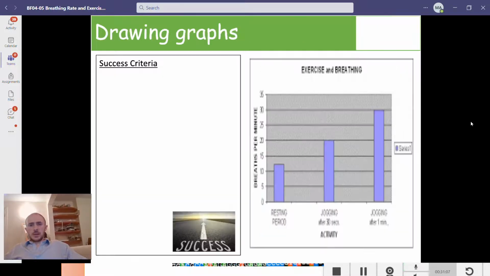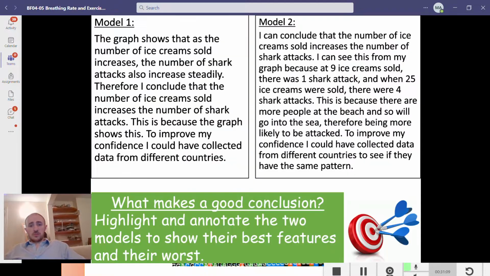Now, we'll finish off this with a conclusion. Now, I usually get you to highlight and annotate. I don't think that's necessary. Have a look at those two conclusions and decide which you think is best.